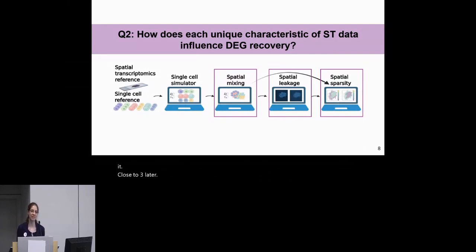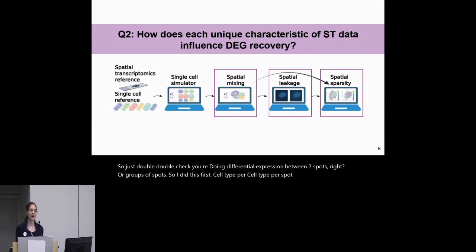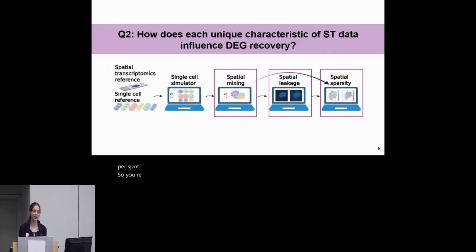Just to double check, you're doing a differential expression between two spots, right? Or groups of spots? I did this per cell type. Per cell type, per spot, though? The way I'm doing it, I include all the spots that have the presence of the cell type. So it's not exactly per spot. So you're basically trying to compare cell types across spots? Yes. Okay, thank you.